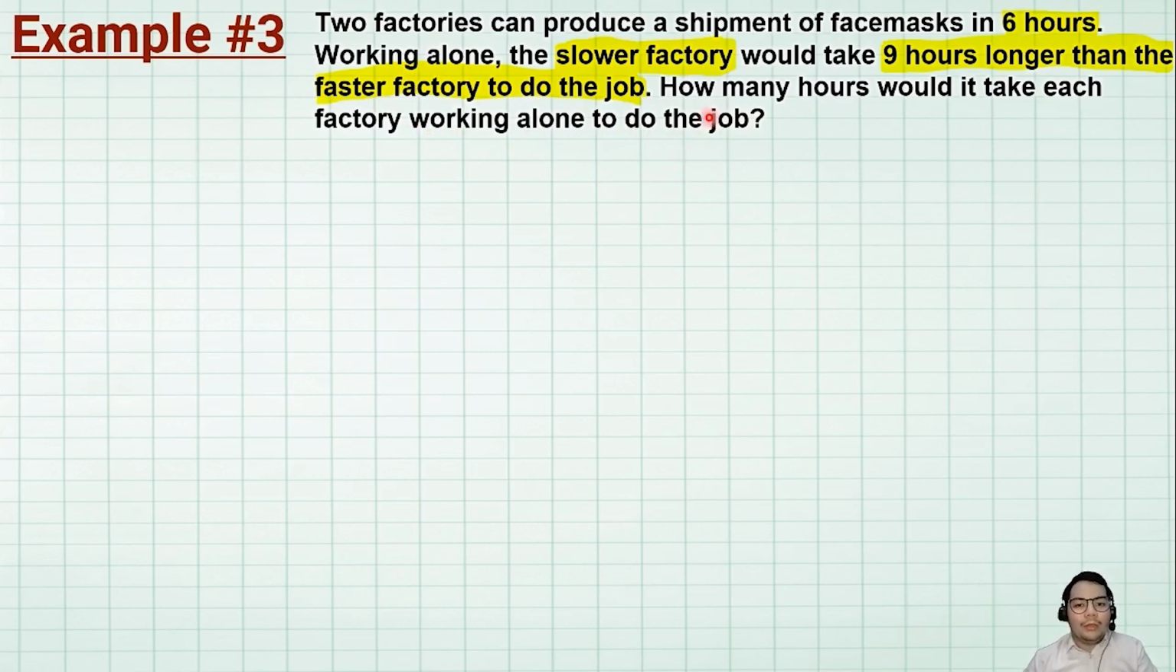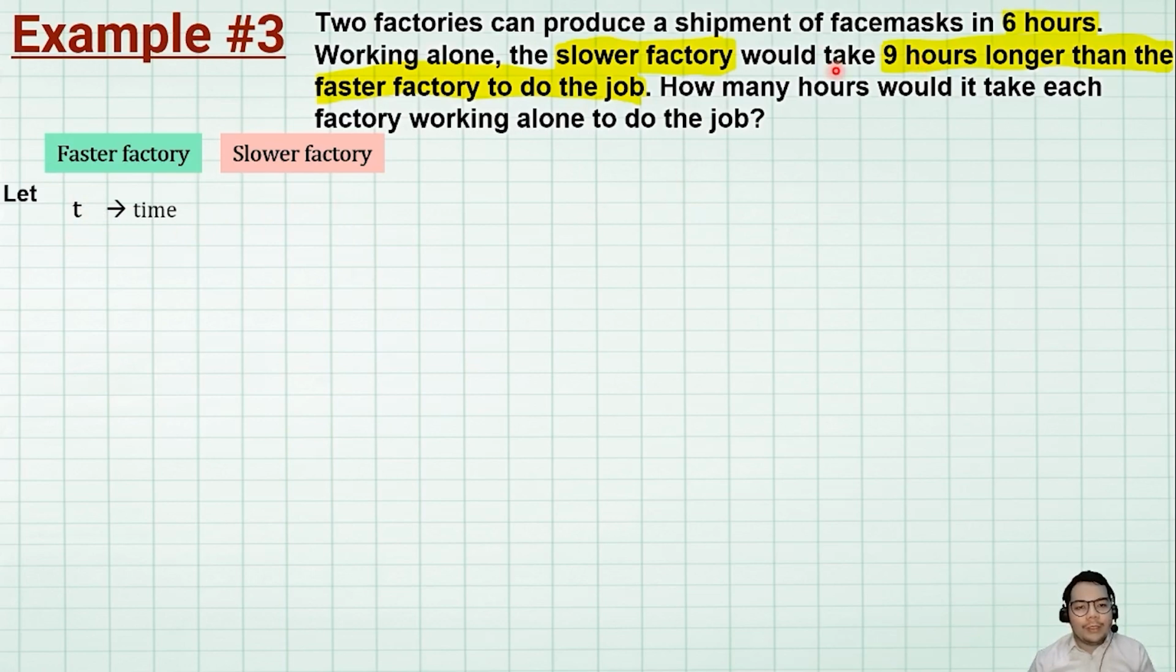So, ito lang yung clue natin. Yung slower factory, mas matagal siya ng 9 hours compared dun sa faster factory. Then, if they work together, they can finish the job in 6 hours. So, as we continue, we can first let a variable for the faster and the slower factory as we introduce their time. Pwede natin i-compare yan. So, we can represent the time of the faster factory, the time alone, as t hours.